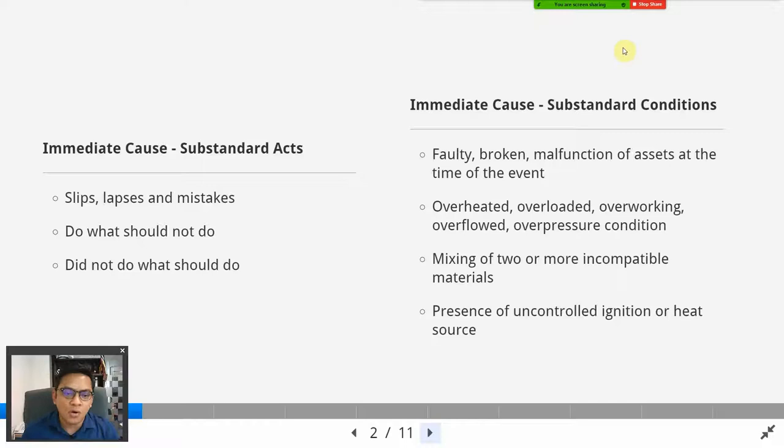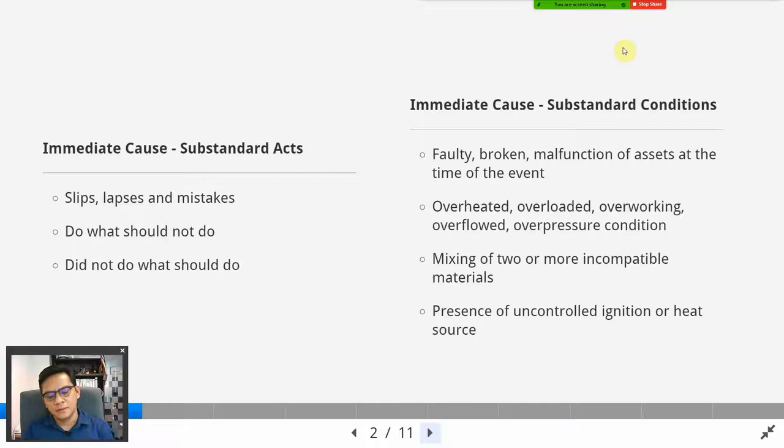For example, you are standing in a dangerous flammable atmosphere, ruang udara yang boleh terbakar, and then you forgot about it, and then you start smoking there. So you are doing what you are not supposed to do, and suddenly boom, fire happens. Okay, that is the trigger.